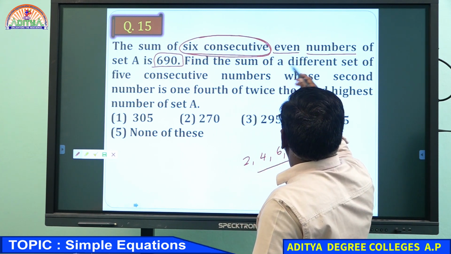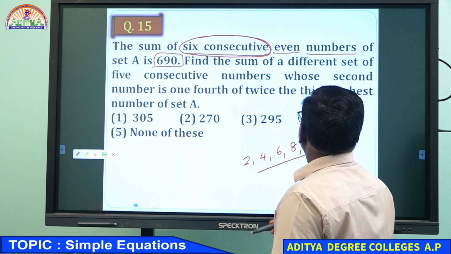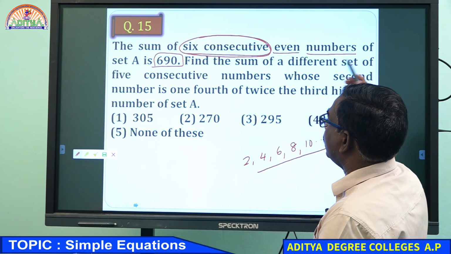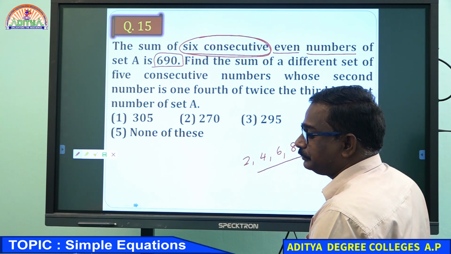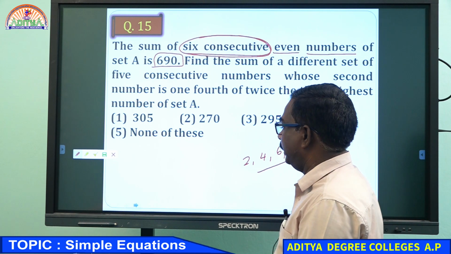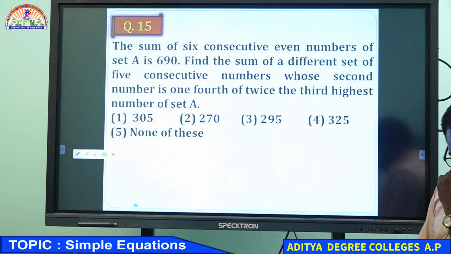Find the sum of a different set of 5 consecutive numbers whose second number is 1/4 of twice the third highest number of set A. If you get this one, the second one you will get automatically. Read it carefully.